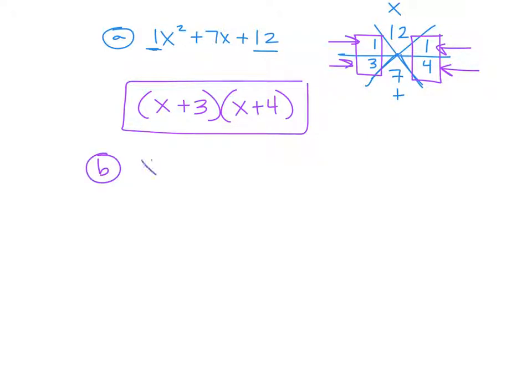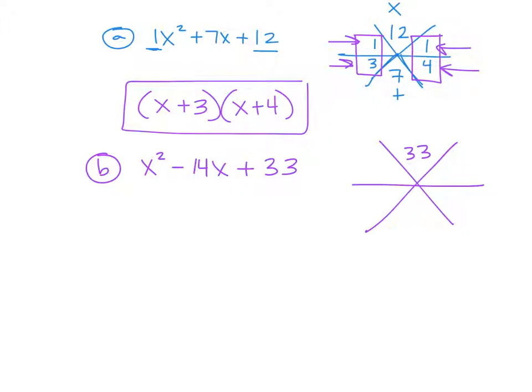Second one. Let's say you have x squared minus 14x plus 33. So you make your star. What's going to go on top? 33. What goes on bottom? Negative 14. Be real careful with negatives, okay? Your A is 1, so you're just going to put 1s there. What can you multiply to get a positive 33 that you can add to get a negative 14?